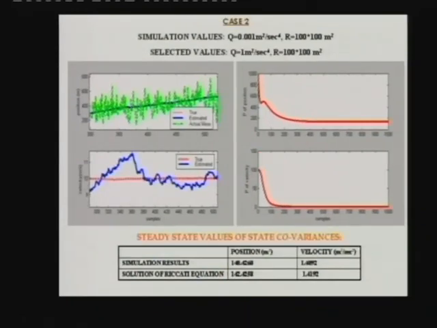Now, next plot. What have we done here? We have still used the same data, but now we have told the filter a wrong Q. We have told the filter a much higher value of Q. There is no guarantee that you will know the exact value of Q which is there in the data. You have to make an estimate. So what happens if you make a grossly wrong estimate?